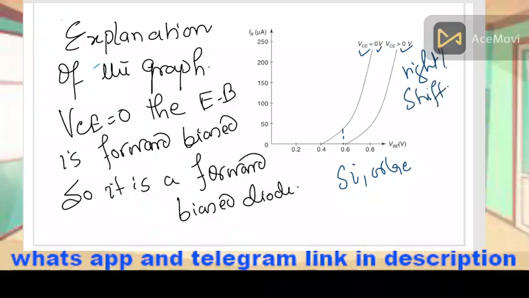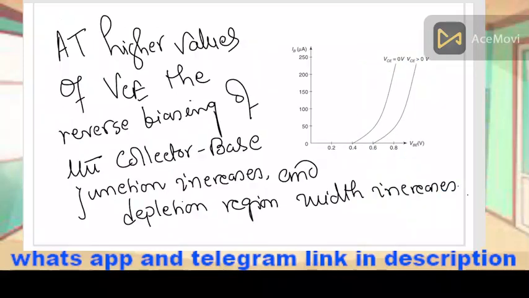Right shift. Now why is this occurring? Why is it shifting to the right? What happens at the higher values of VCE is that the reverse biasing of the collector base increases as you increase VCE from 0. The reverse biasing of the collector base is increasing, and this causes the depletion region width to increase.